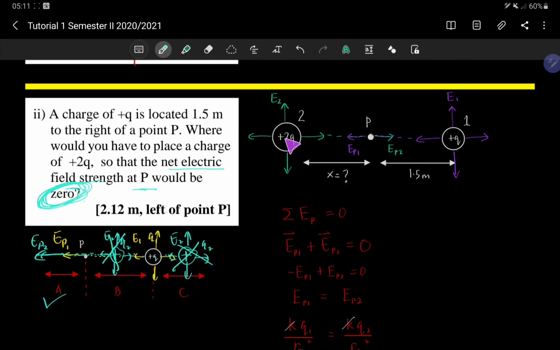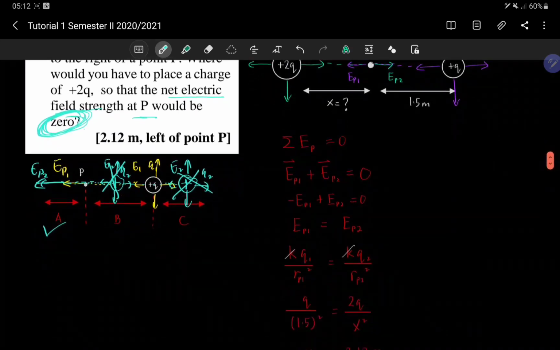So the separation between P and 2, we just take it as X, because they ask you to find the position where you will have to place it. So they ask you to find X here. Now, the resultant electric field on P equals 0. So what do we have? EP1 plus EP2 in vector. EP1 is directed to the left, so it should be negative, and EP2 is directed to the right, so it should be positive. By rearranging the equation, you will get EP1 equals EP2. EP1 equals KQ1 over RP1 squared, and EP2 equals KQ2 over RP2 squared. Again, K and K cancel each other.